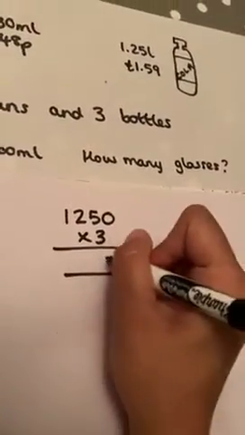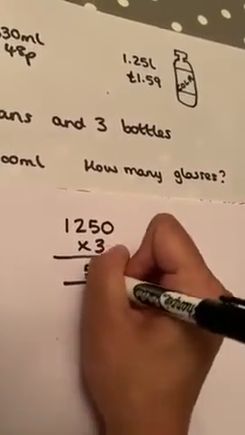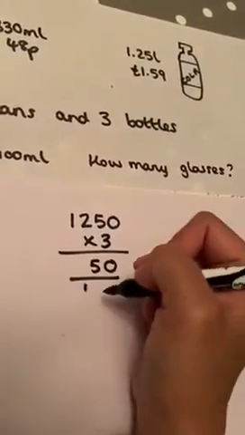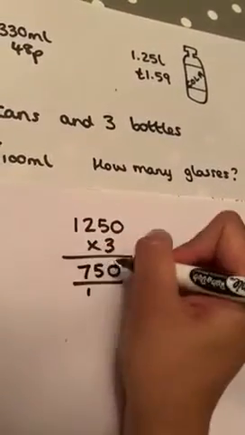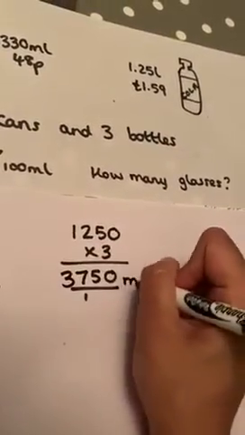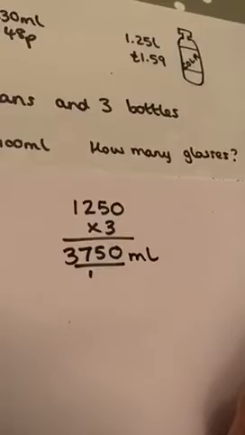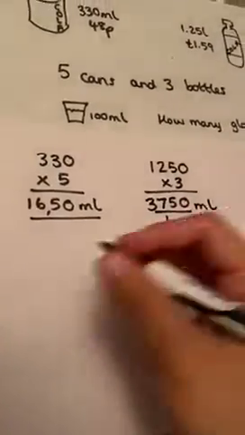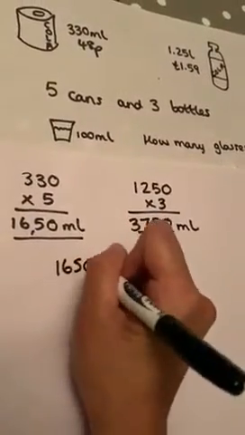So 0 times 3 is 0, 5 times 3 is 15, carry the 1, 2 times 3 is 6, carry the 1, is 7, 1 times 3 is 3. 3,750 millilitres. So, altogether, we need to add those.